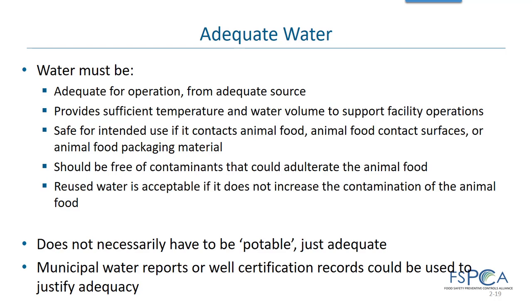So adequate for operation from an adequate source, sufficient temperature and pressure is necessary. Safe for intended use, should be free of contaminants that could adulterate the animal food, and you can reuse the water if you use it in a safe manner. Again, it does not have to be potable, just adequate. And I think a lot of times we see, especially in livestock facilities, that non-potable water is still safe for the production of that feed.